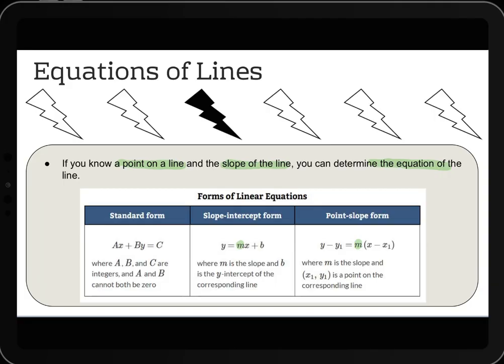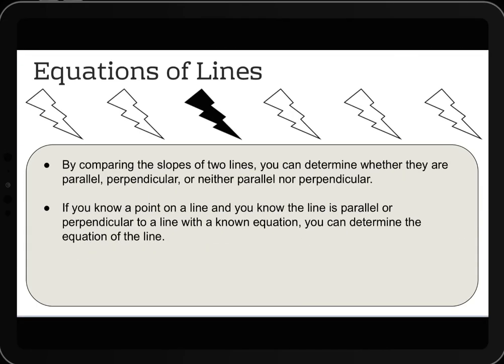Now, with respect to slope, we're going to go ahead and talk about the equations of lines. To do that specifically, what we want to do is focus on comparing the slopes of 2 lines, and you can determine whether they are parallel, perpendicular, or neither parallel nor perpendicular. So comparing the slopes of 2 lines is how we're going to determine whether they're parallel or perpendicular or neither of those. So if you know a point on the line and you know the line is parallel or perpendicular to a line with a known equation, you can determine the equation of the line that your point belongs to.